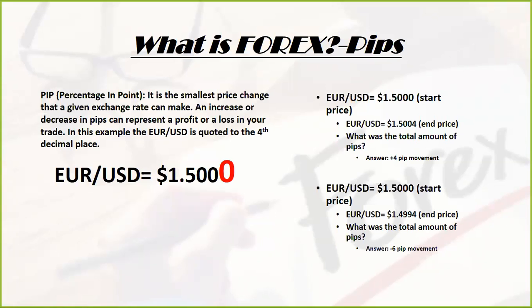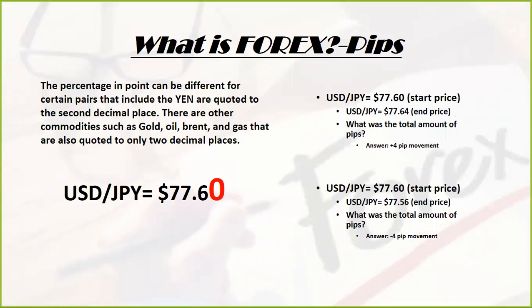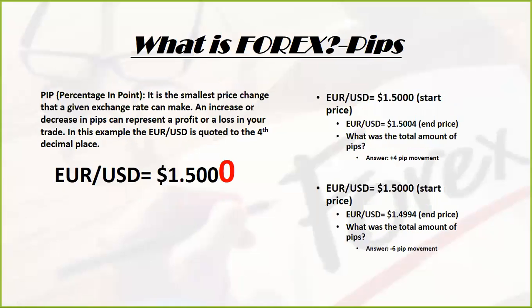So we're going to move on to another pair, which includes the Japanese yen. And if you go back, you notice that this pair was quoted to the 4th decimal.